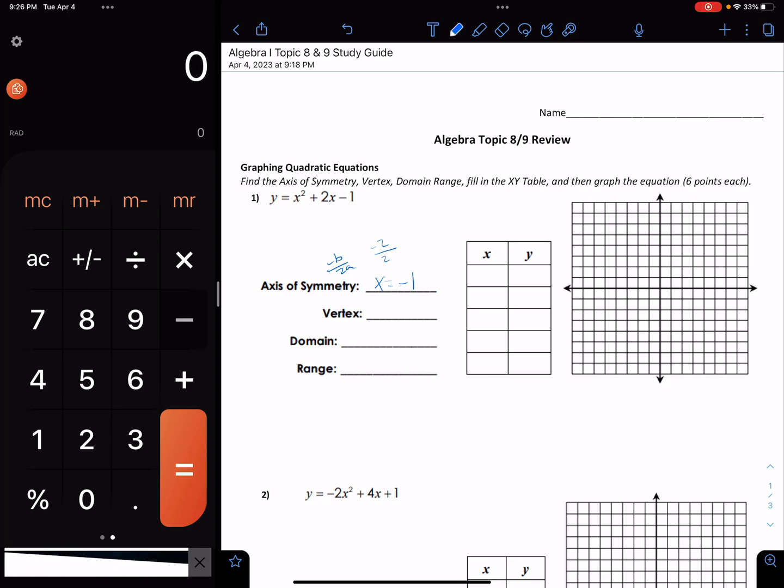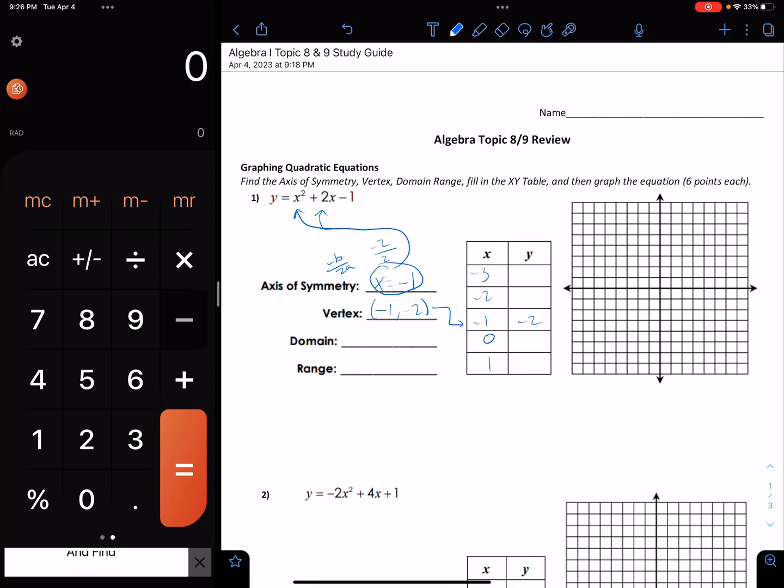Then I take that and I plug it back in to this. So negative 1 squared is 1. 1 plus negative 2 is negative 1. Negative 1 minus 1 is negative 2. So my vertex is at negative 1, negative 2. And remember, this goes right in the middle. So negative 1, negative 2. And I go up 0, 1. And I go down negative 2, negative 3.